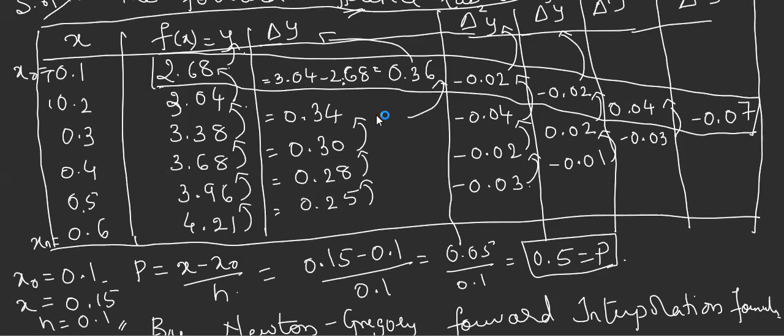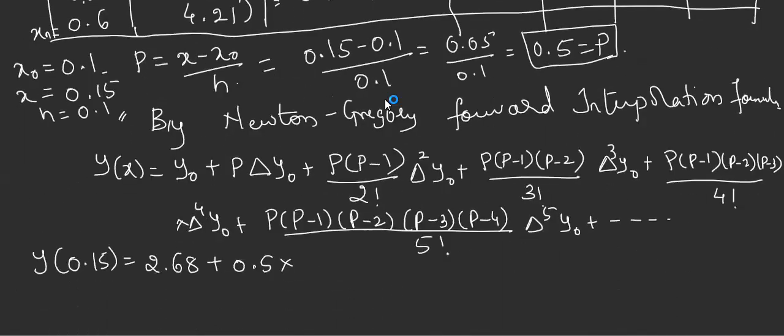See, actually this is delta y naught, delta y1, delta y2, like that. But when we substitute in the formula, we have only delta y naught, delta square, delta cube, delta raised to 4, delta raised to 5. Tell me, what is this? 0.3, delta y naught.